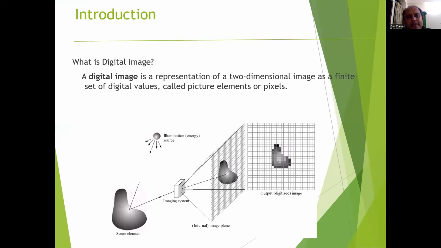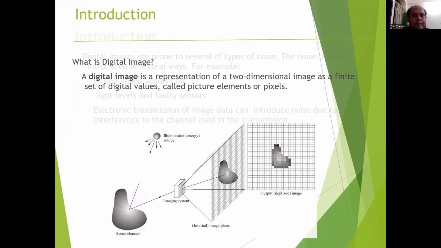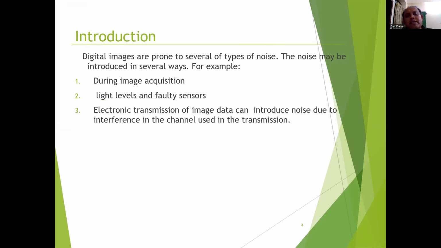Introduction. What is a digital image? A digital image is a representation of a two-dimensional image as a finite set of digital values called picture elements, or pixels. Digital images are prone to several types of noise. The noise may be introduced in several ways, for example, during image acquisition, due to light levels and faulty sensors, or during electronic transmission of image data.